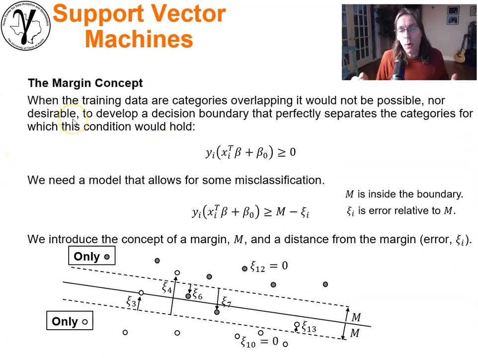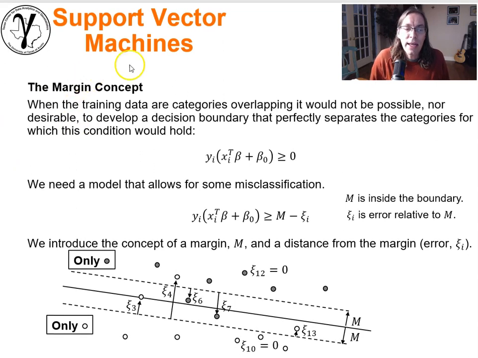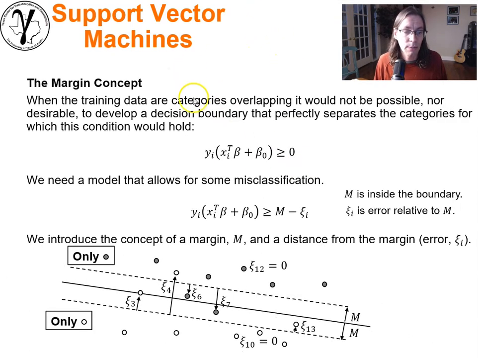What's going on here is that when training data are categories that are overlapping with each other in the predictor feature space, it's not really possible to satisfy this equation. It wouldn't be desirable. We'd be completely overfit to try to get a model for which that case is always true. So we don't want a model that's overfit. Let's develop a decision boundary that will allow for some misclassification. And this will be very, very practical and very helpful for us.